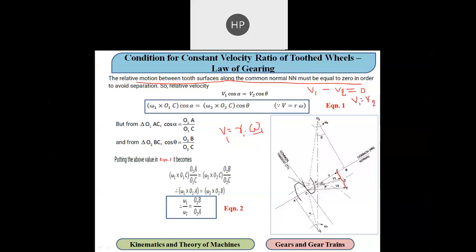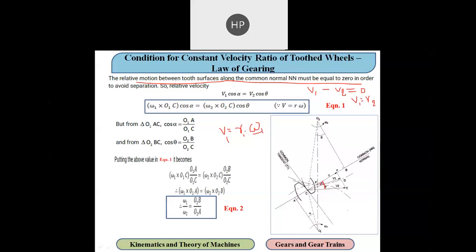But here v1 is going in this direction and v2 is going in this direction, and we require a component on this common normal line. So how will we derive it? As we know, if you see in this diagram, v1 is making an angle alpha, this one is angle alpha, while v2 is making an angle theta.